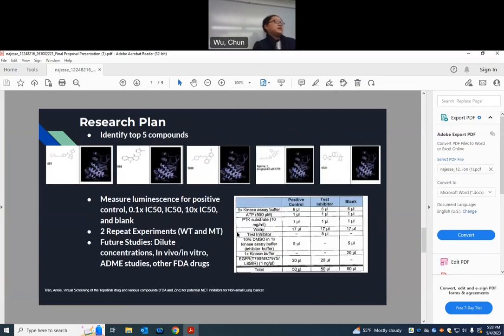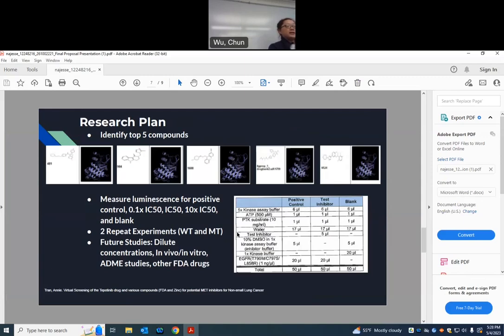So the research plan is to identify the top 5 compounds, and then we're going to measure the luminescence in the wet lab at 0.1 times the IC50, the IC50, and 10 times the IC50. We're going to use the same protocol that we use in the wet lab at the same concentrations and do 2 repeat experiments for the wild type and for the mutant. For future studies, we want to do in vitro and in vivo studies, ADME studies, and possibly test other FDA drugs.